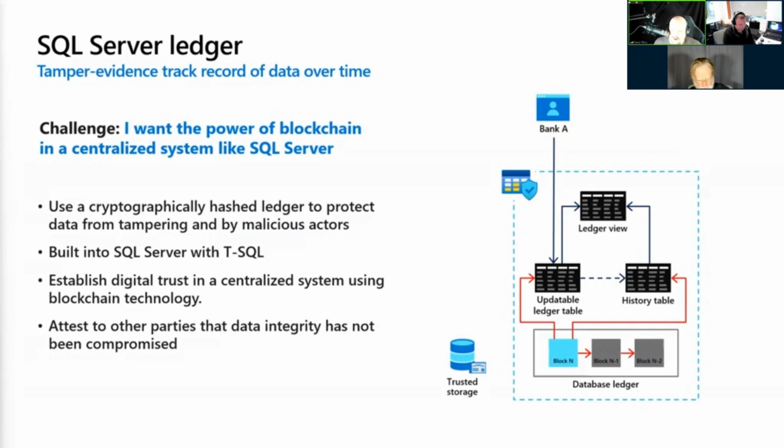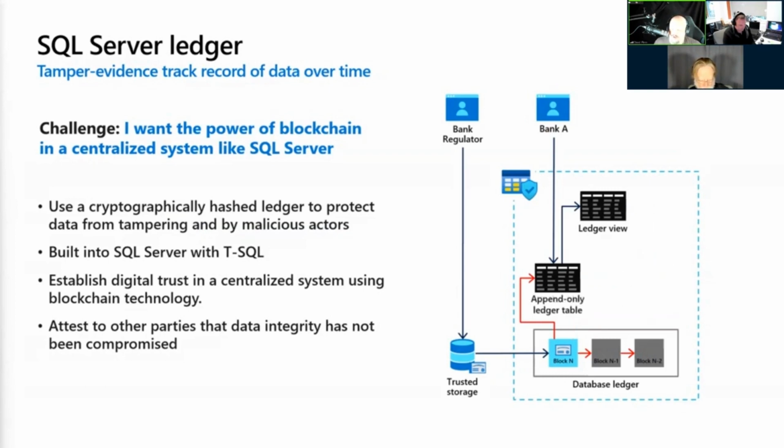The banking regulatory authority can then verify that the ledger has not been tampered with by running a verification process, which references the database digests stored in that tamper-proof storage and compares them to the real-time calculated hashes in the database. If the hashes of the digest do not match the computed hashes in the database at the time of verification, we know a tampering event has occurred.